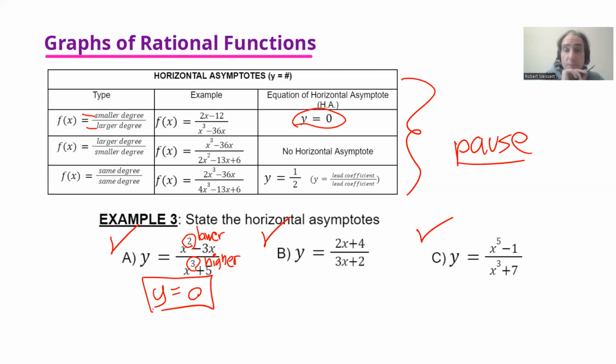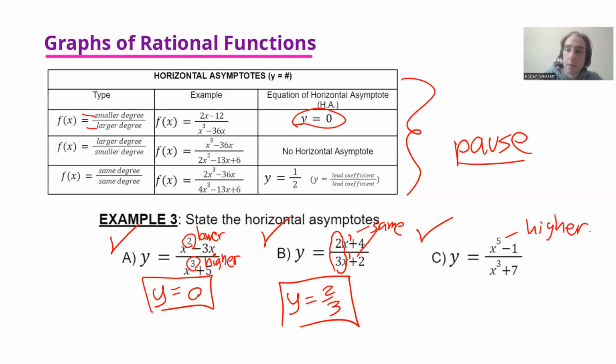So you can verify that. Part B, if you look at my x's and I only have an x, that's a degree 1, right? They have the same degree for both of those. So if you look at the coefficients, that's going to be your horizontal asymptote, y equals 2/3. And then my last one, you notice this is going to be higher, right? Anytime the degree is higher on top, it's not going to have one. So we'd say none.